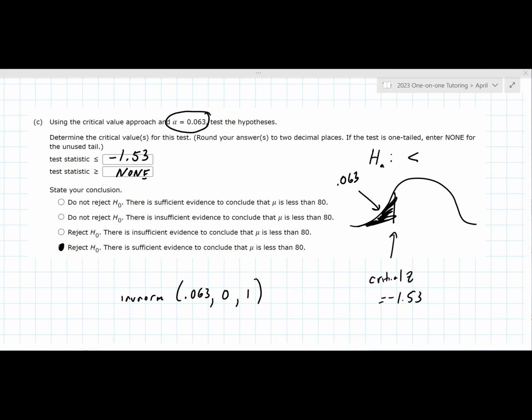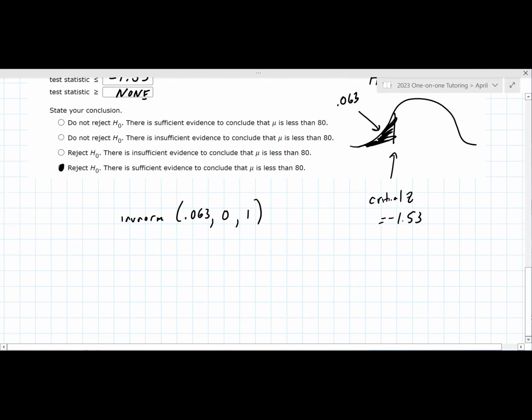Questions on that before we move to 19? I think that's all. Great. All right, 19.